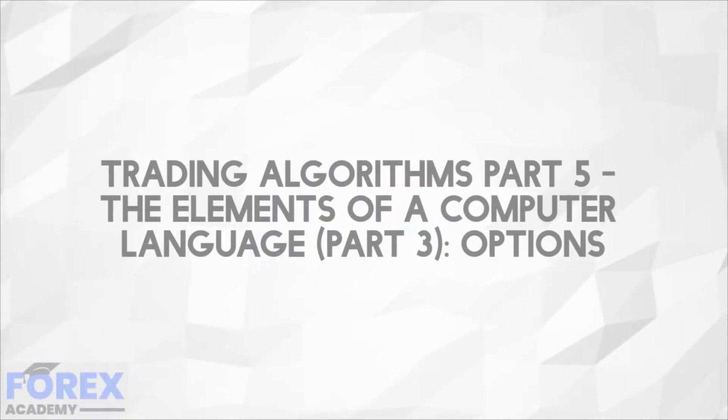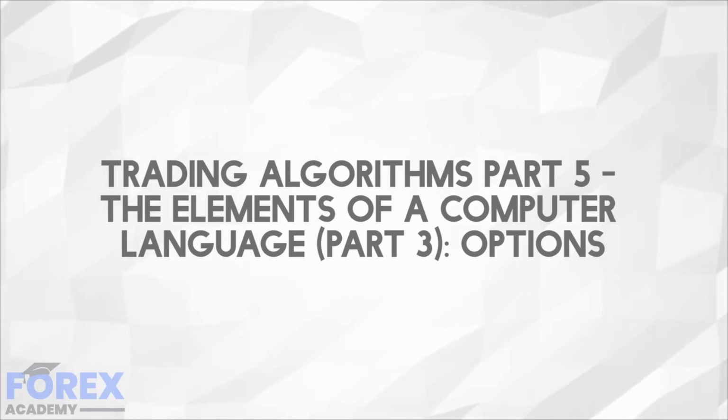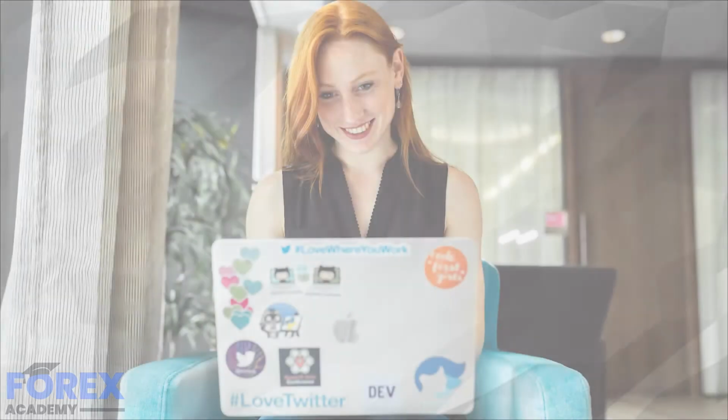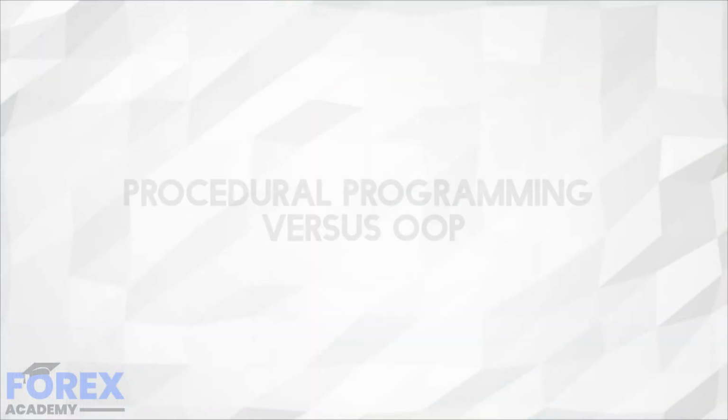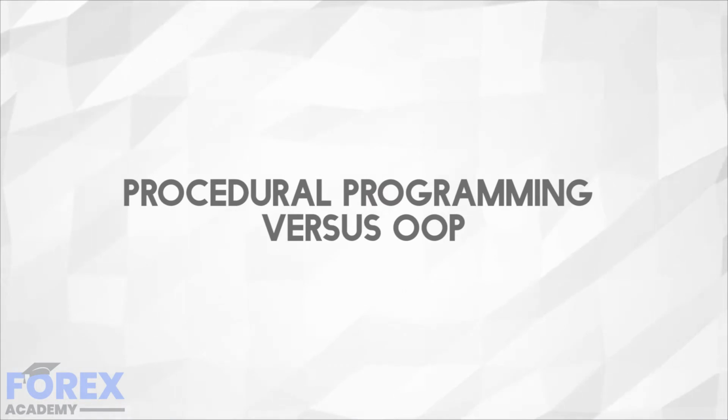In today's edition, we're going to be discussing trading algorithms, the elements of a computer language part 3, objects. The most striking feature of modern programming is object-oriented programming. In this video, we will explain the underlying philosophy and why OOP is such a big deal in modern app development.